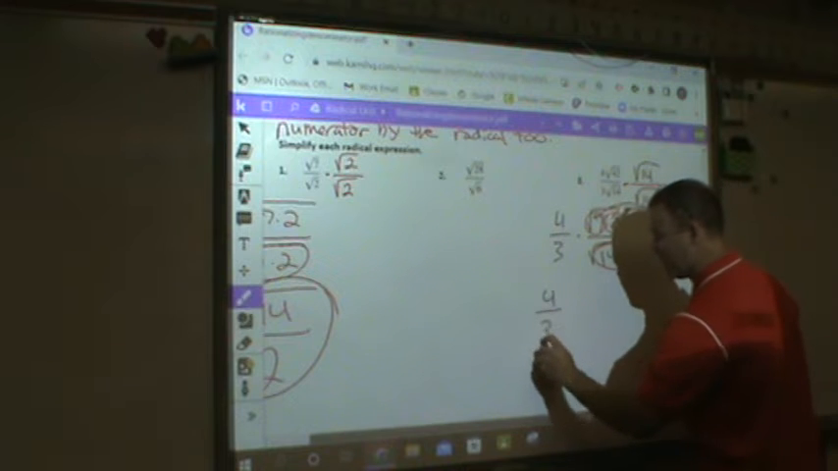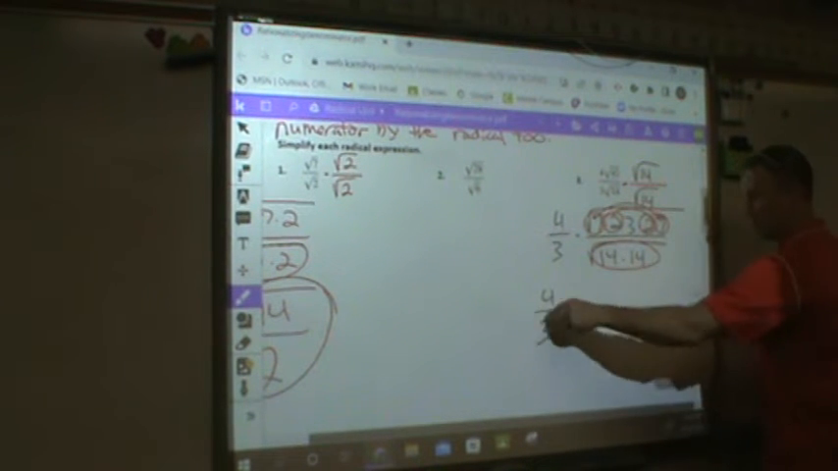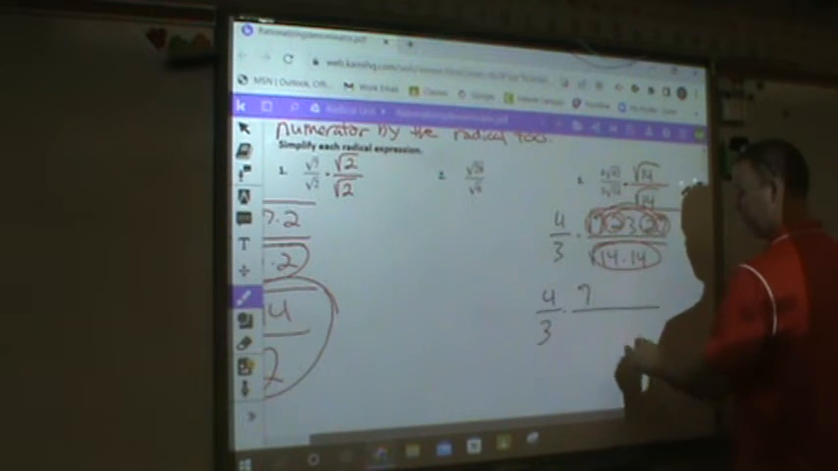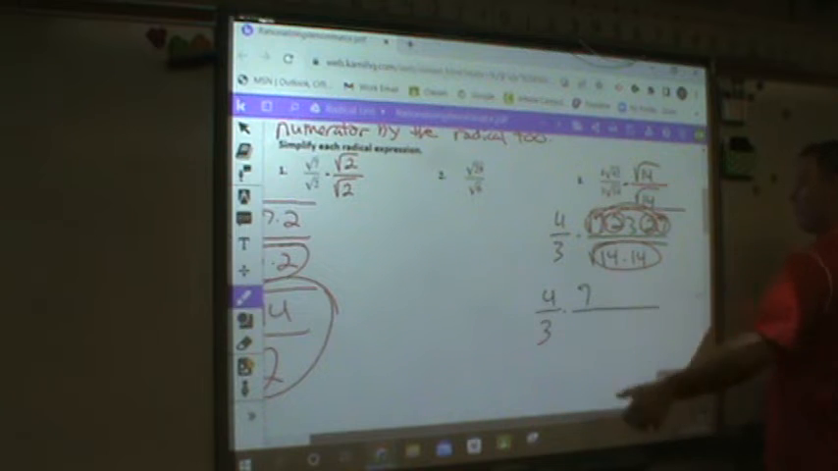Mind you, I haven't done anything with this 4/3 yet. It has to stay. It can't disappear. I get to pull out a 7. That's a whole number now. The square root of 49 is 7. It's a whole number, so I've got to pull that out. So I'm going to mark that I took that out.